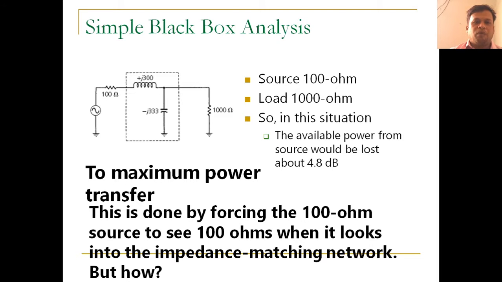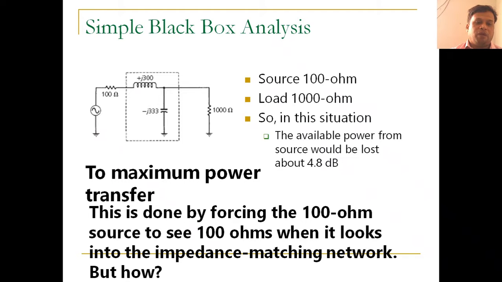The simple black box analysis now. The source is equal to 100 ohms and the load is equal to 1000 ohms. If the source and the load have different values, 100 ohm and 1000 ohm, then in this situation the available power from the source would be about 4.8 dB. So the power available would be 4.8 dB.